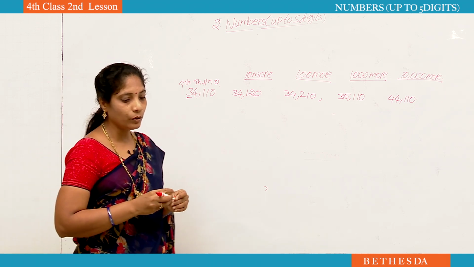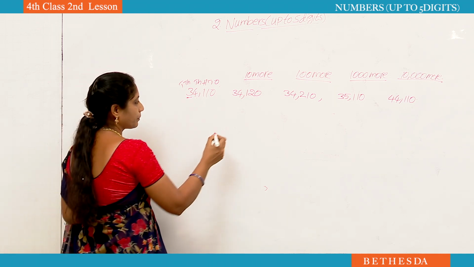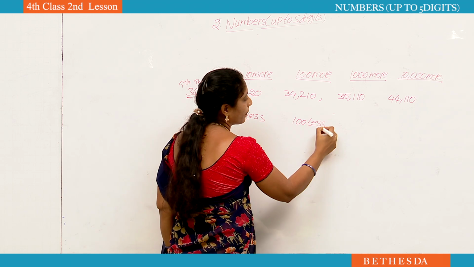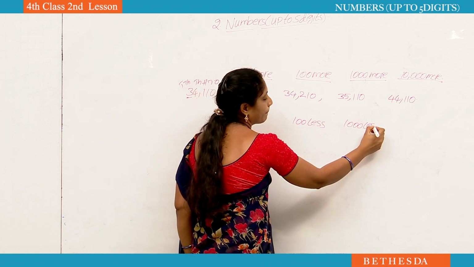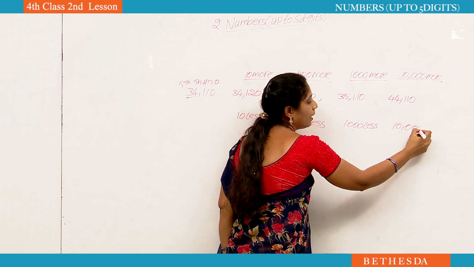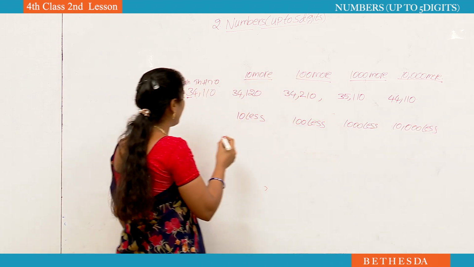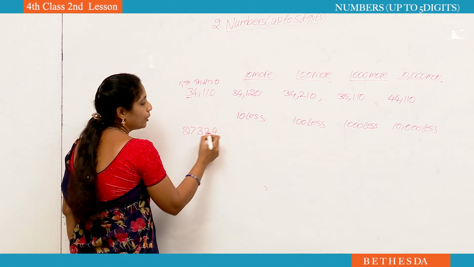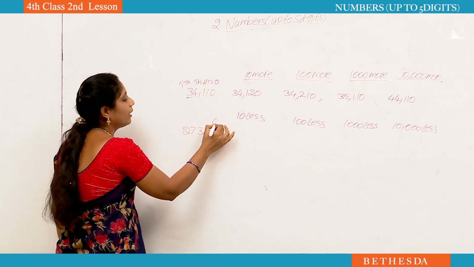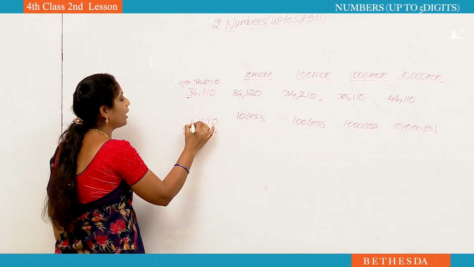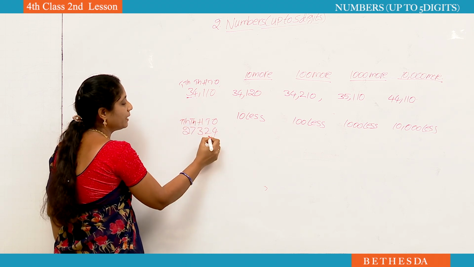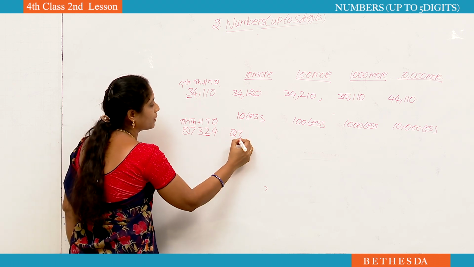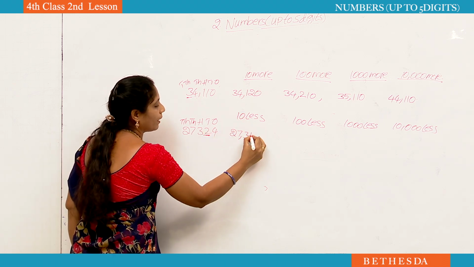Now, see, you can see there 10 less, 100 less, 1000 less, 10,000 less. Less means we have to subtract. Okay, take any number, 27,324. 10 less. If you subtract 10 from any number, that number's tens place only will change. What is the tens place number? 2. 2 minus 1, 1. Remaining numbers as usual, right? 27,314.